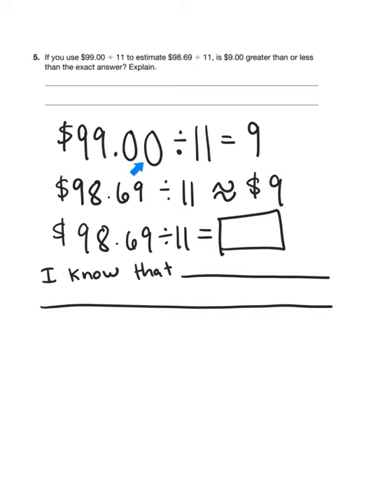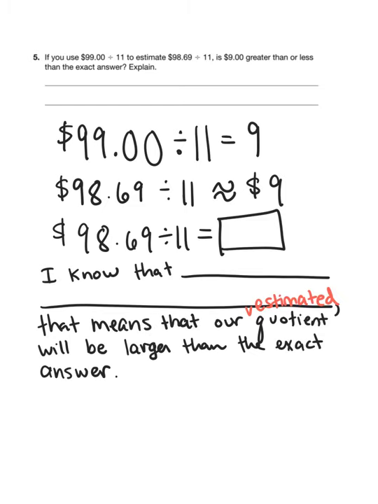dividend to $99. And since we increased our dividend, that means that our quotient is going to be, okay, so since we estimated by increasing our dividend, that means that our estimated quotient, or our estimated answer, is going to be larger than our exact answer.